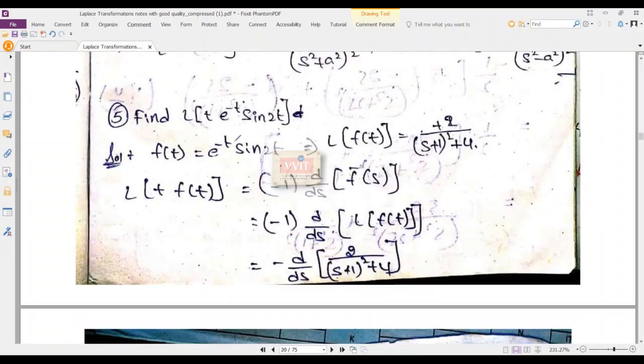Now till now we handled one function along with f of t, either t or e power t. Suppose they are together, how to handle this? Yeah, this is also quite easy. So let us discuss that.